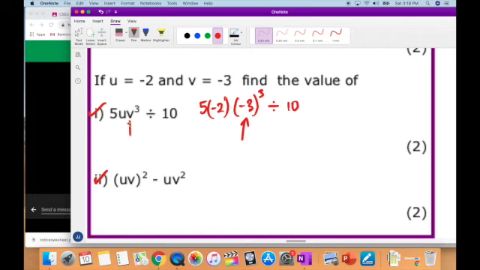It's only the v that is being cubed. If the u and the v were being cubed, they would be in brackets like this, right? With the cube on the outside. But in this case, it is only this -3 that is being cubed. You understand? Yeah. So I could go 5 times -2, and then let me cube. So where's -3 cubed?